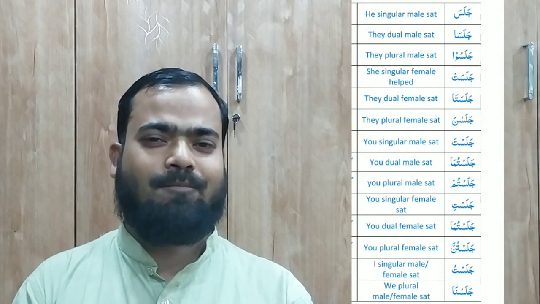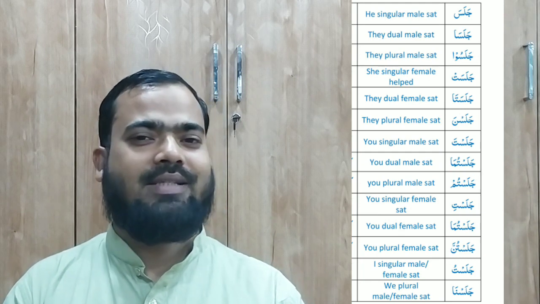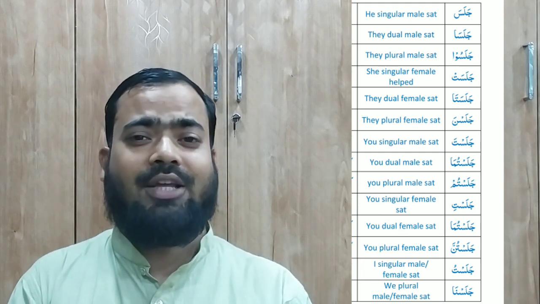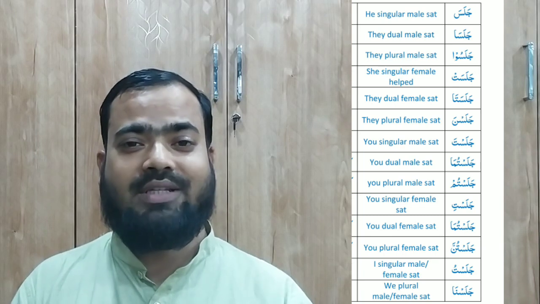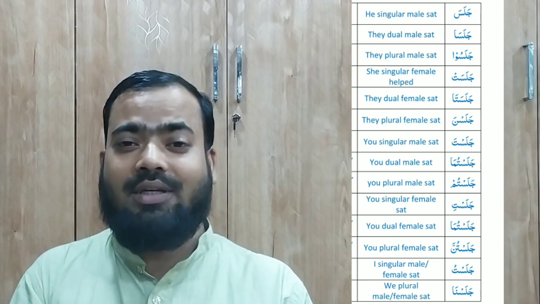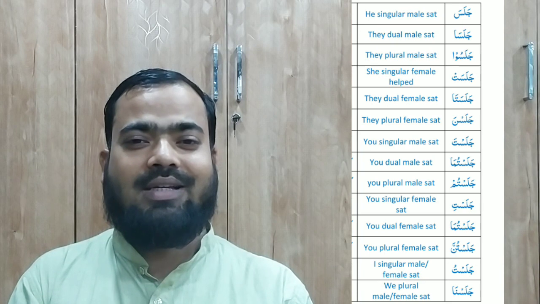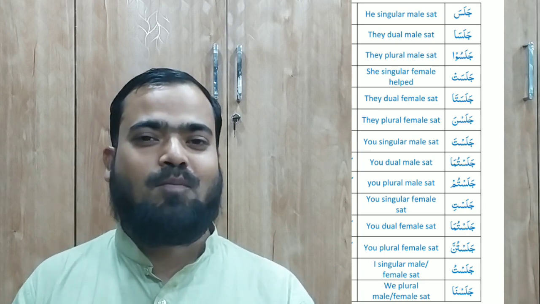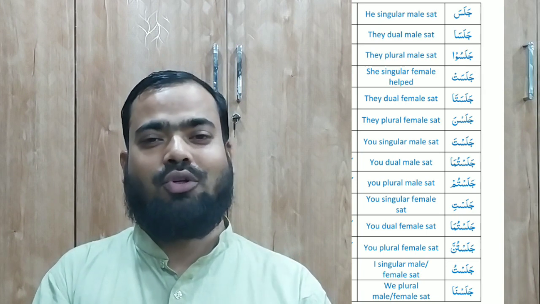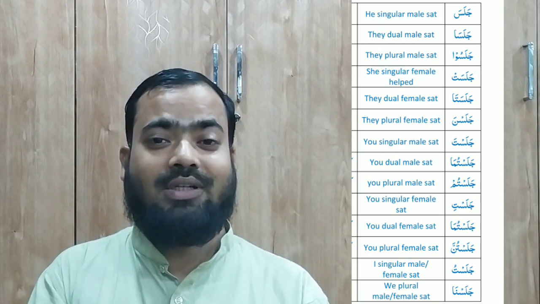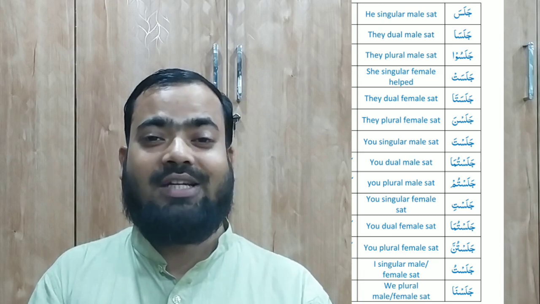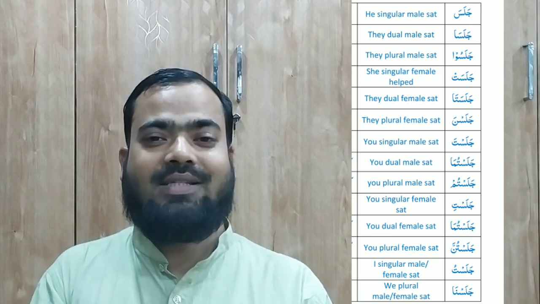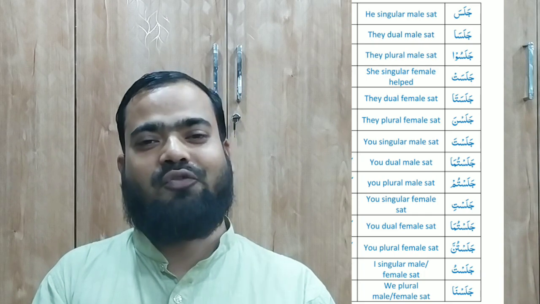Now here let me show you another conjugation of a verb, jalasa. Jalasa means he sat. But for other subjects like she sat, I sat, we sat, if you see the table clearly, you will find jalasa has been used exactly like zahaba. And I hope with the help of these two conjugations, conjugation of zahaba and conjugation of jalasa, you have got the basic idea of the usage of past tense.